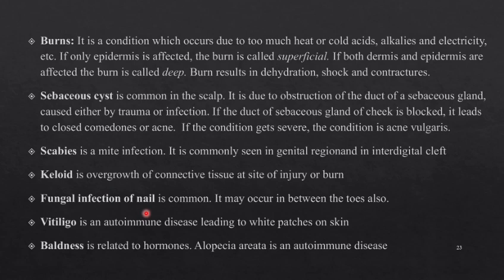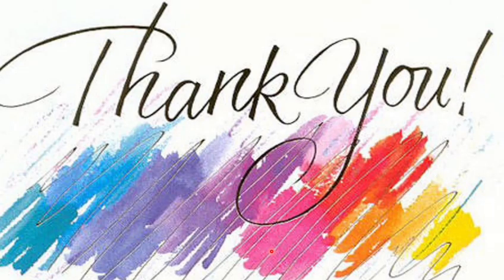Vitiligo is an autoimmune disease leading to white patches on the skin. We observe white patches on the skin. It is a disease called vitiligo. Baldness is related to hormones. Alopecia areata is an autoimmune disease, as I said, causing complete removal of hair. Thank you guys.